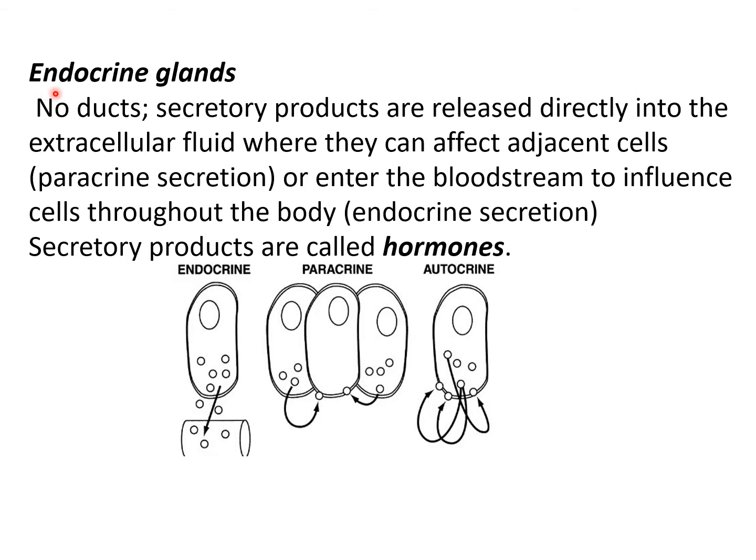In contrast, the endocrine glands have no ducts. They secrete their secretory products, which we said are called hormones, directly into the bloodstream to influence the cells throughout the body.